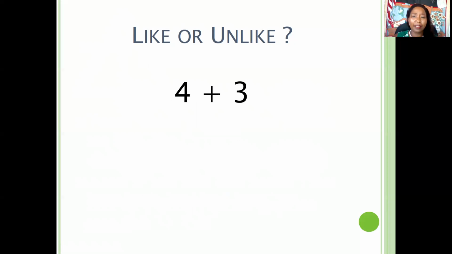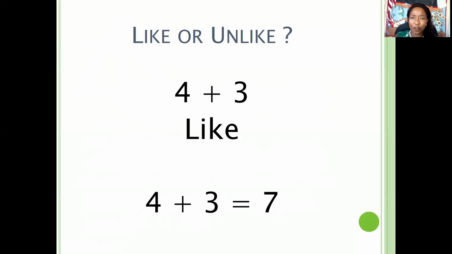Like or unlike? 4 plus 3. If you said like, you are absolutely correct. And what is the special name for numbers by themselves? Do you remember? It is constants. So 4 plus 3 equals 7.